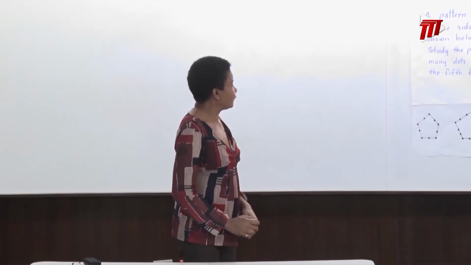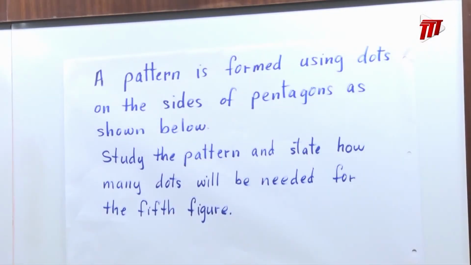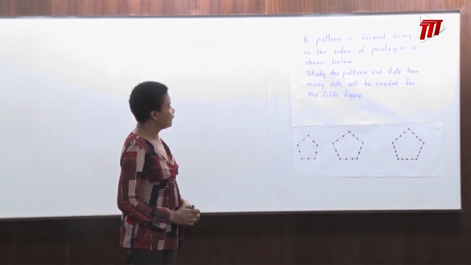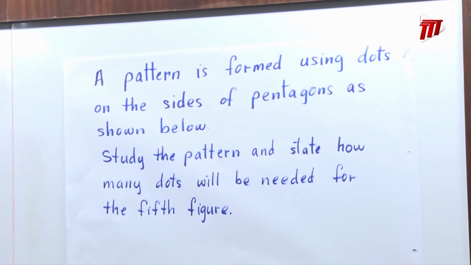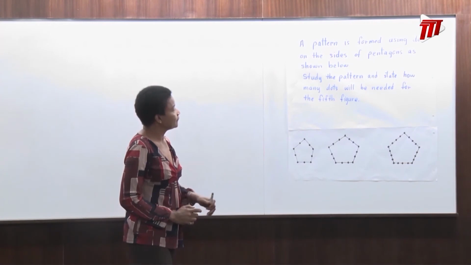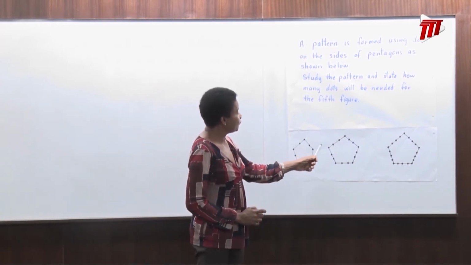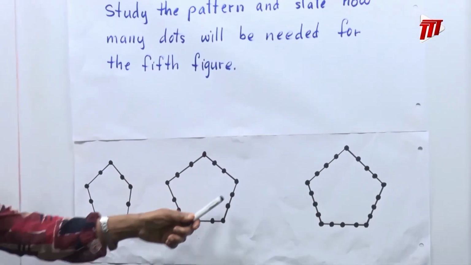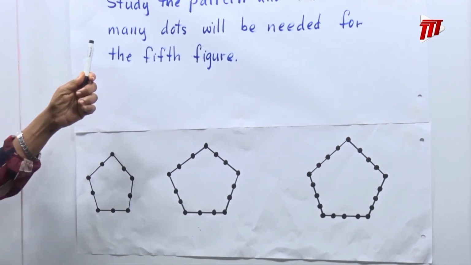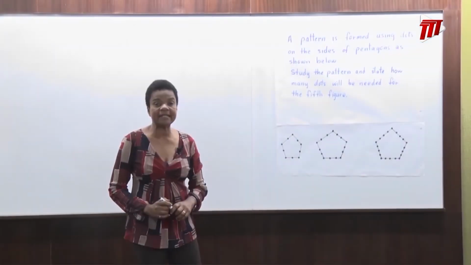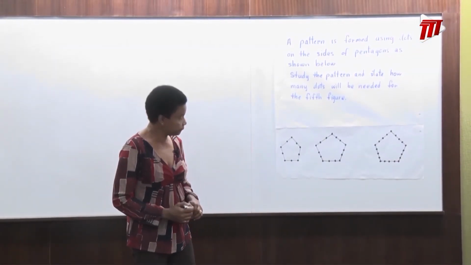Let's take a look at the question. A pattern is formed using dots on the sides of pentagons as shown below. Study the pattern and state how many dots will be needed for the fifth figure. So again, a pattern is formed using dots on the sides of the pentagons shown below. Study the pattern and state how many dots will be needed for the fifth figure.